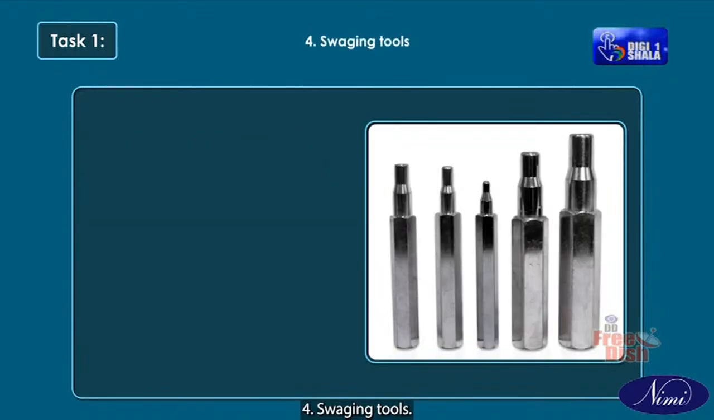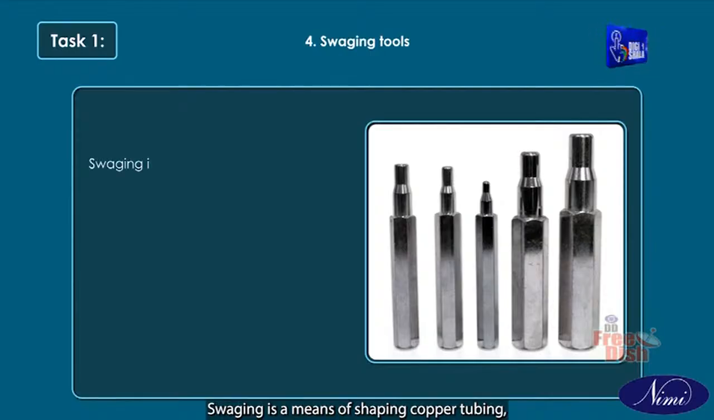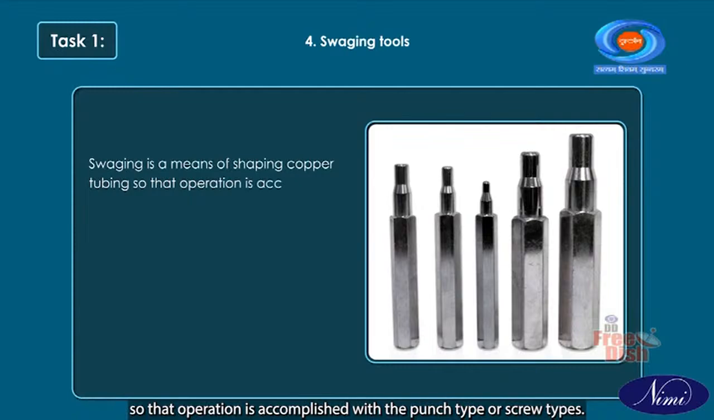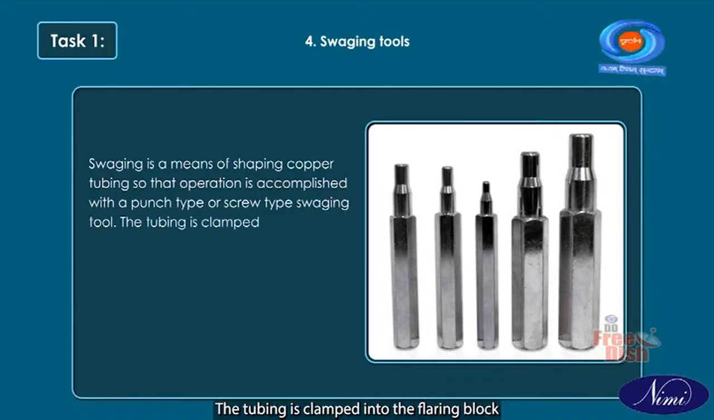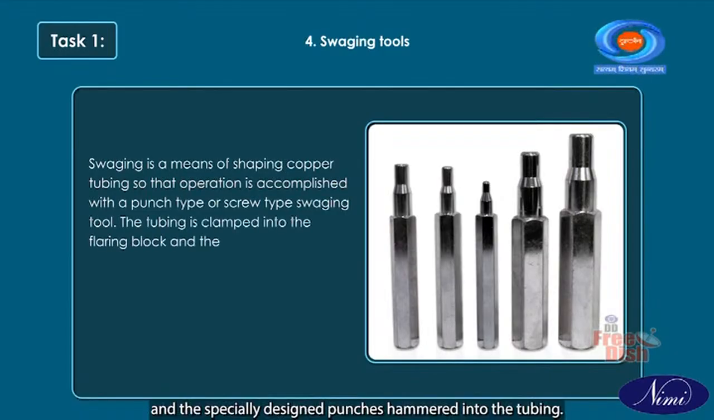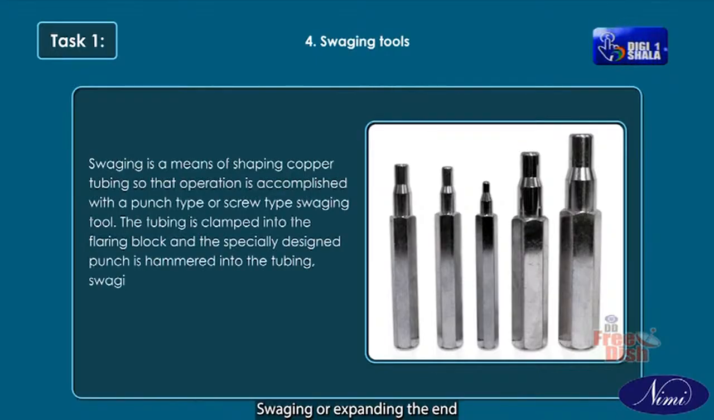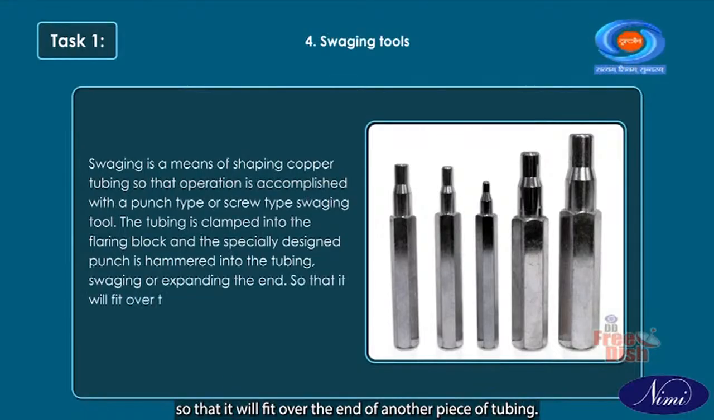Number 4. Swaging tools. Swaging is a means of shaping copper tubing so that the operation is accomplished with a punch type or screw type swaging tool. The tubing is clamped into the flaring block and the specially designed punches are hammered into the tubing, swaging or expanding the end so that it will fit over the end of another piece of tubing.